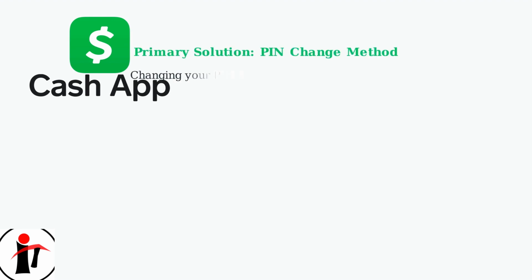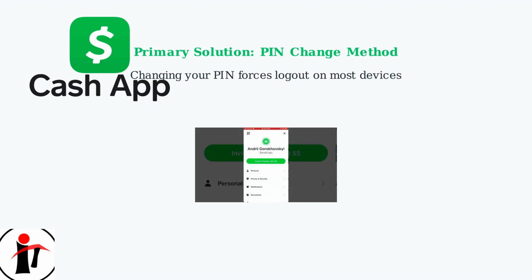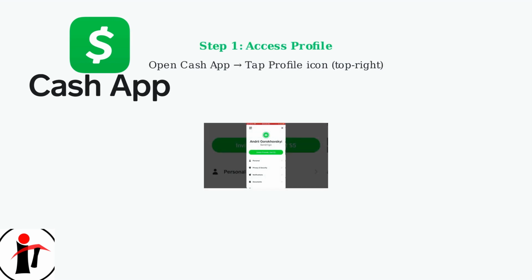However, there's a key method that can help you remotely secure your Cash App account. By changing your Cash App PIN, you can force a logout on most devices, which acts as the closest equivalent to a remote logout feature. Here's how to change your Cash App PIN step by step.